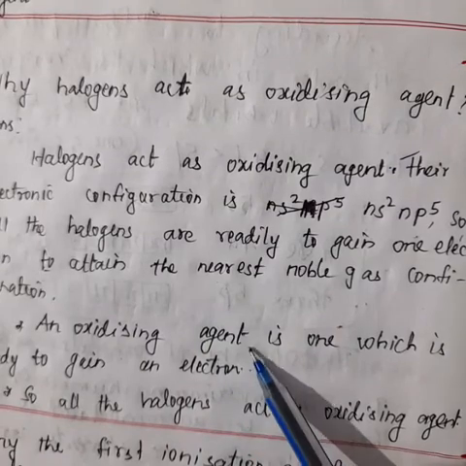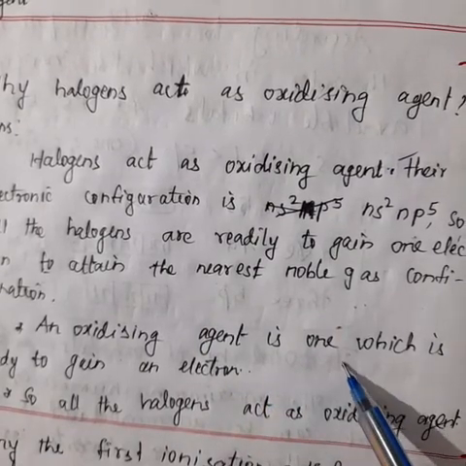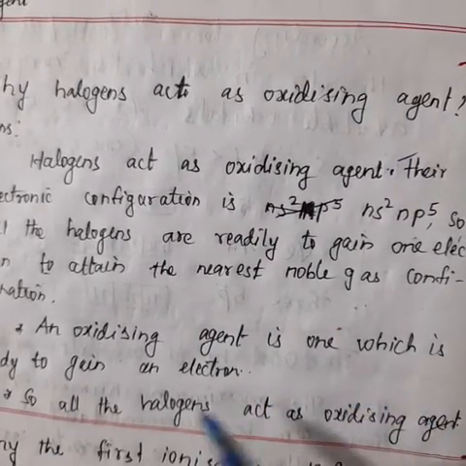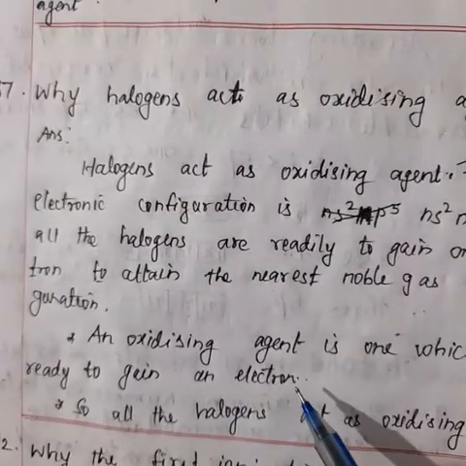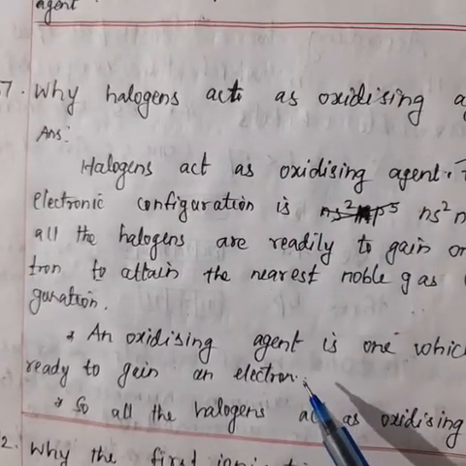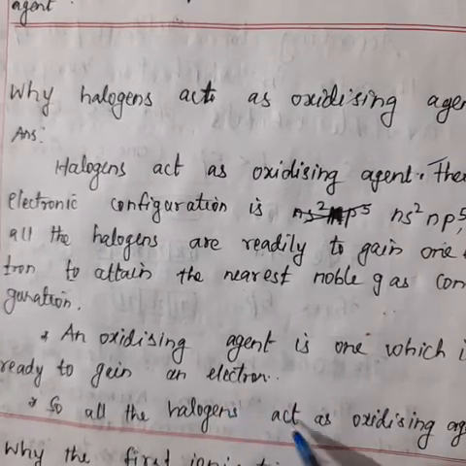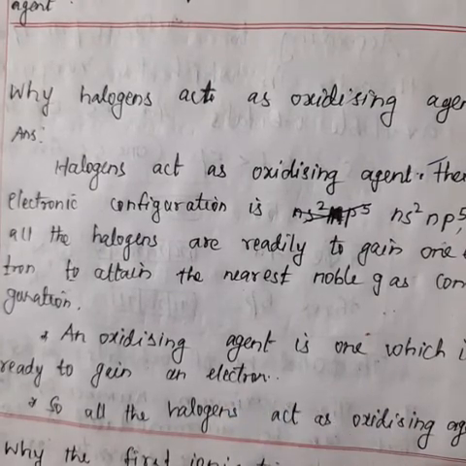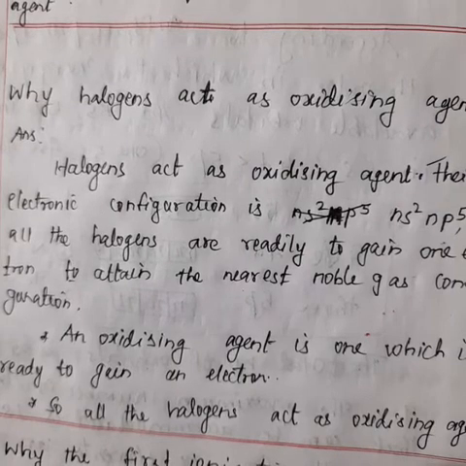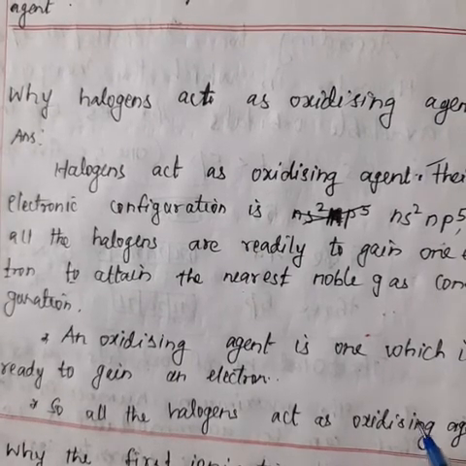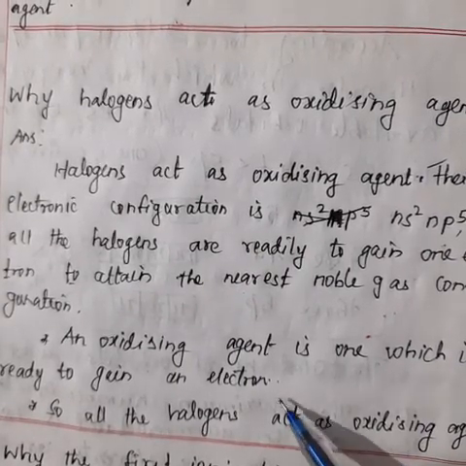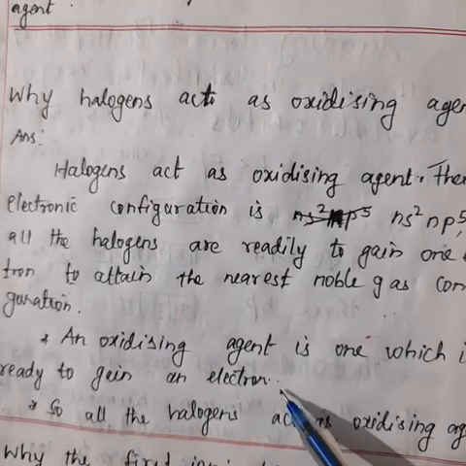An oxidizing agent is one which is ready to gain an electron. Oxidizing agent means it is ready to gain 1 electron and it oxidizes other elements. It oxidizes the other elements by gaining electrons. By gaining electrons, that is called an oxidizing agent.